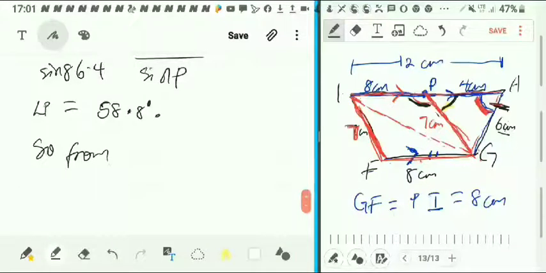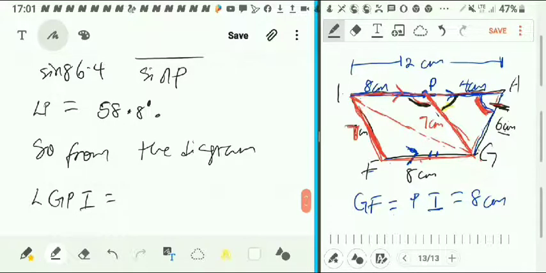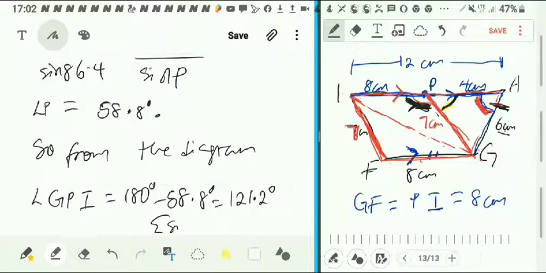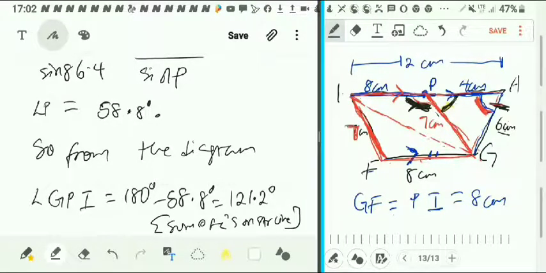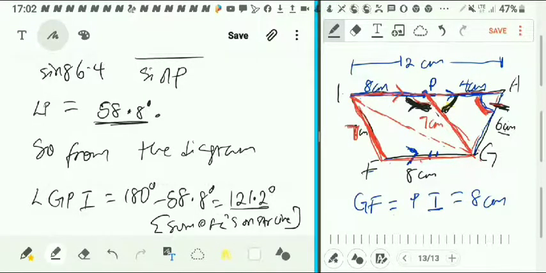So from the diagram, angle GPI, that's this angle here. When I say GPI, this one is equal to what? 180 degree minus 58.8 degree, which is equal to what? 121.2 degree. Which law did I use? Sum of angles on a straight line. Okay, this one plus this one must give me 180. Since I've already gotten this P as what? 58.8 degrees, so I subtract this from 180 to get 121.2 degree.